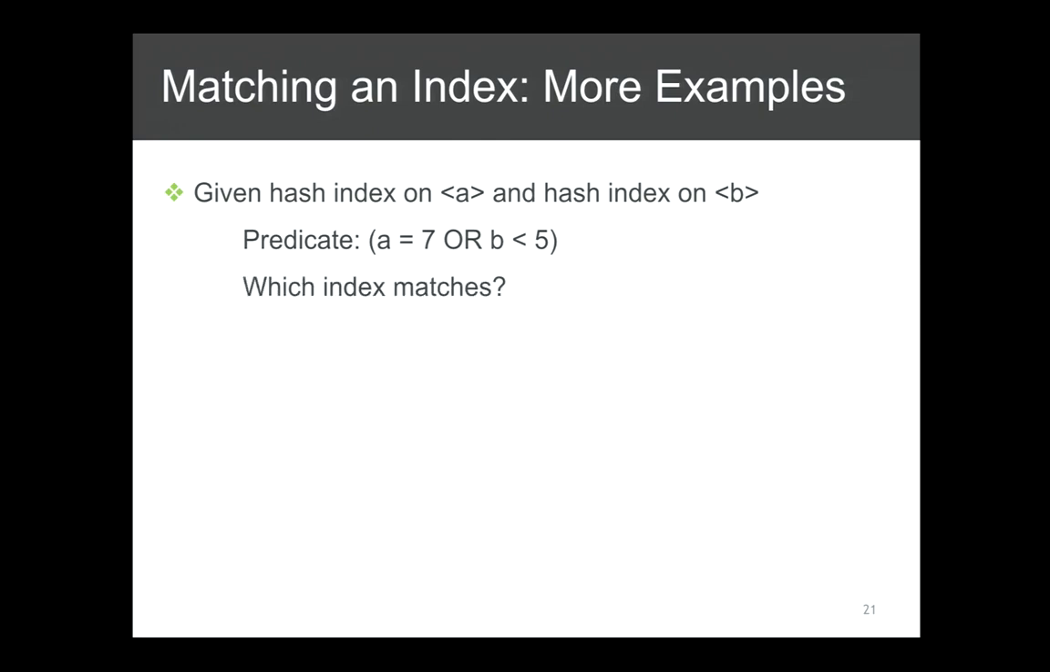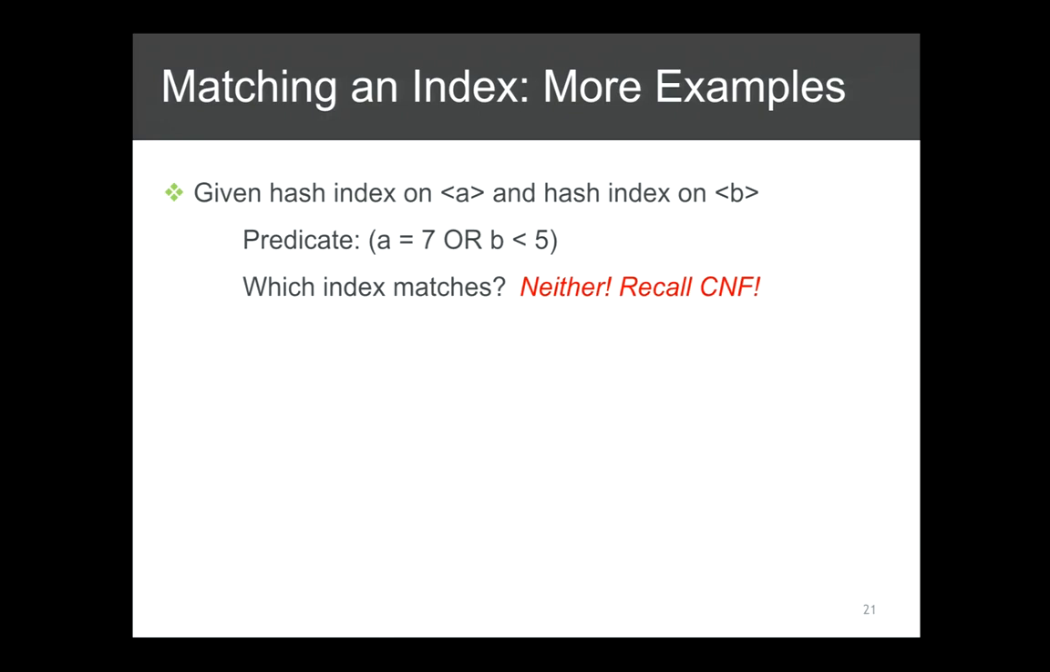The answer is no, because this is already in CNF. This is one unit within that CNF, one conjunct. There's only one conjunct in CNF over here, and the hash index on A, even though it can be used for A equals 7, the set of RIDs that satisfy B less than 5, you have no clue about them. The hash index cannot help you with that.